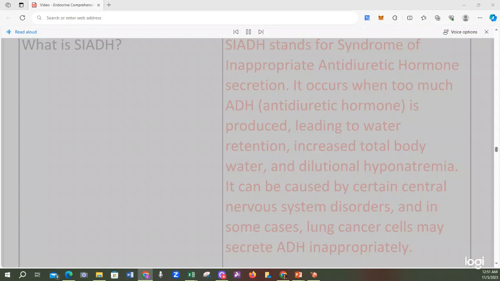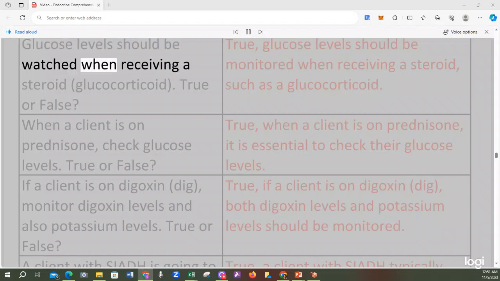What is SIADH? SIADH stands for Syndrome of Inappropriate Antidiuretic Hormone Secretion. It occurs when too much ADH, antidiuretic hormone, is produced, leading to water retention, increased total body water, and dilutional hyponatremia. It can be caused by certain central nervous system disorders, and in some cases, lung cancer cells may secrete ADH inappropriately.